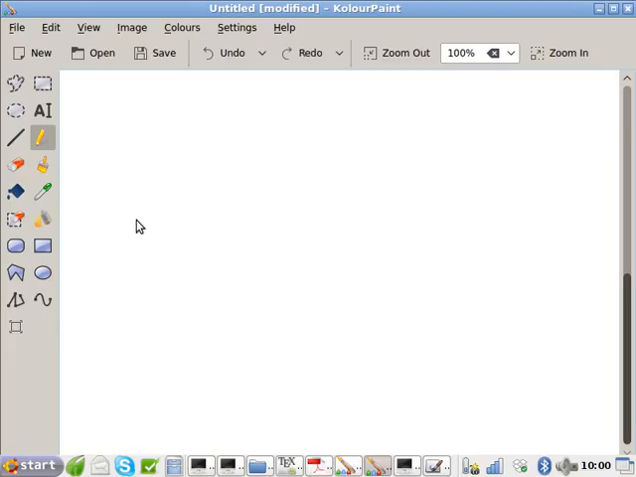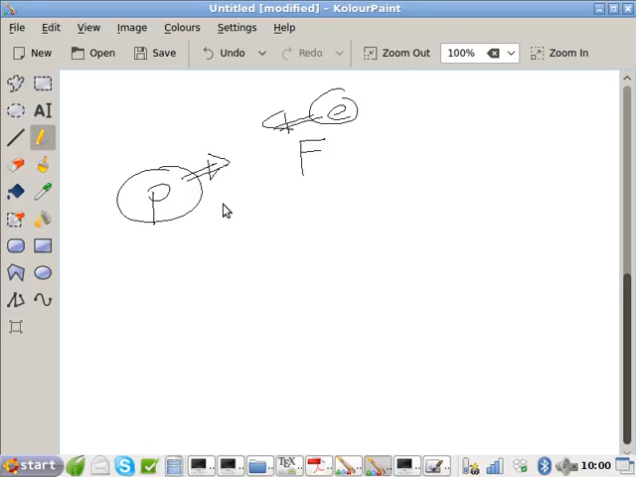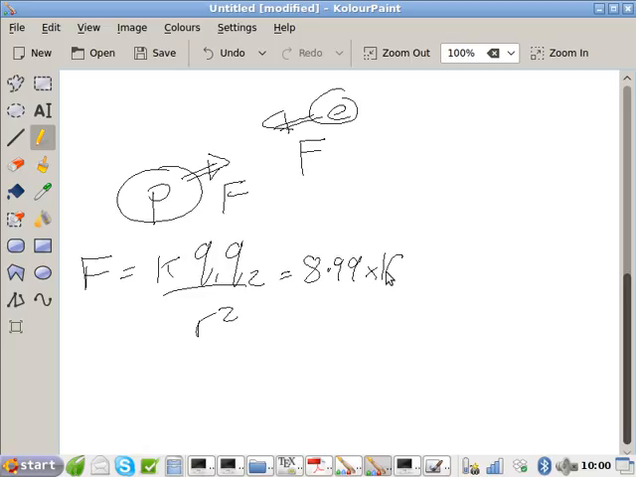So you have your proton, you have your electron, and there's a force here, and there's a force here. We can calculate the force by using Coulomb's law, k Q1 Q2 over r squared. And k is 8.99 times 10 to the 9. And what's the charge of a proton and an electron?